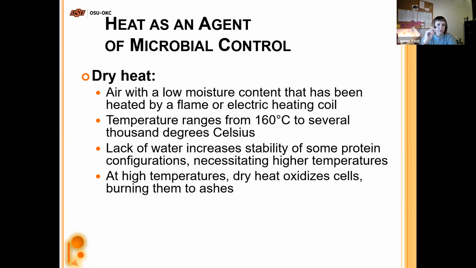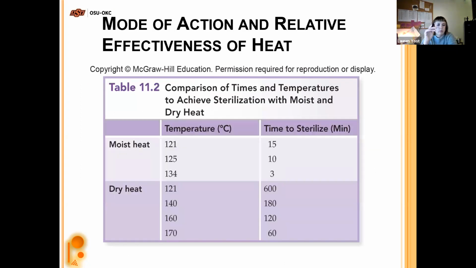Dry heat, we're going to need a much higher temperature. We're going to show you a little thing about that, but anywhere from 160 to several thousand degrees Celsius, usually using actual flames or heated coils. Because we don't have water being introduced there, it's hard to break up those protein bonds, so it doesn't work quite as well. So that's why we need the higher temperatures. We have dry heat oxidizing the cells literally so that we can burn them to ash. So that's how that would work. That's literally like an incinerator or something.